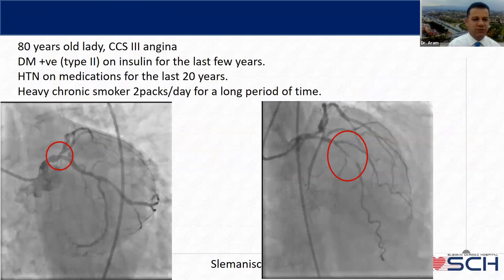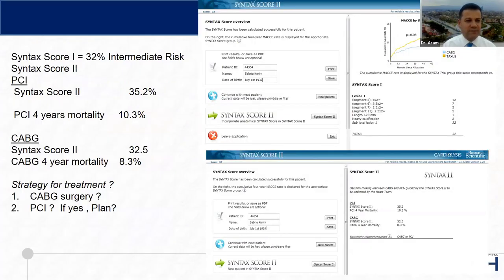If you allow me, Mr. Chairman, I'm going to present this case, just an 18 years old lady with CCS 3 angina. She's diabetic. She's a heavy chronic smoker. If you look at the mid LAD, I've got a very tight critical lesion. At the time, the SYNTAX score for this patient was 35. It was 32, intermediate risk.